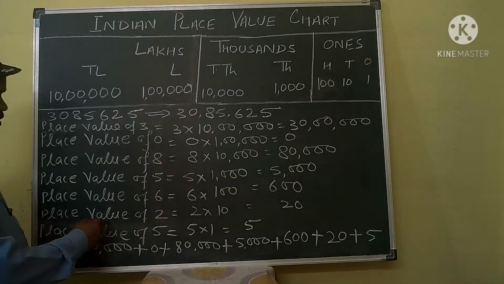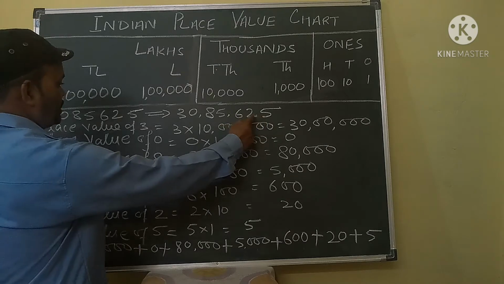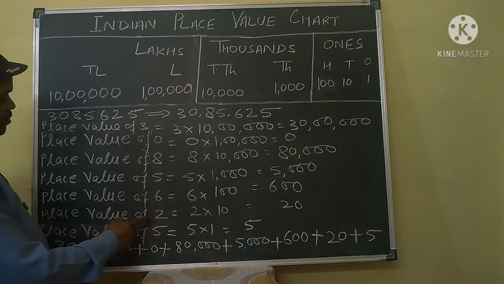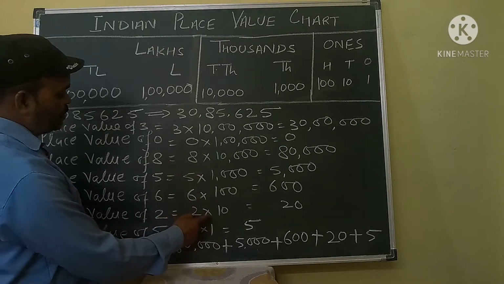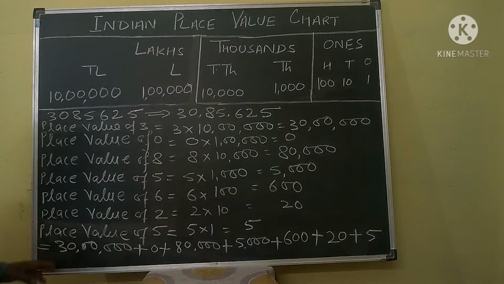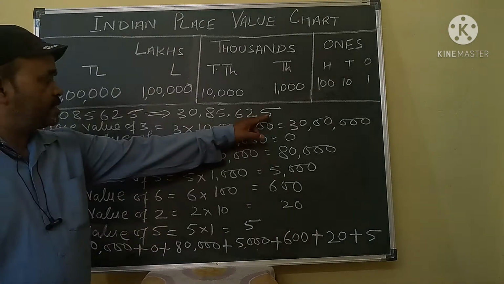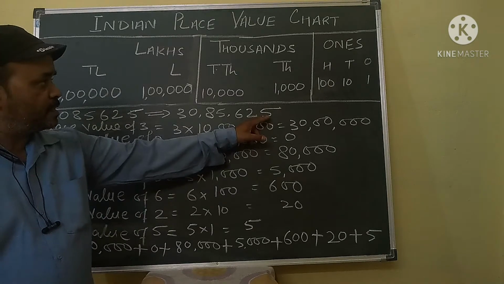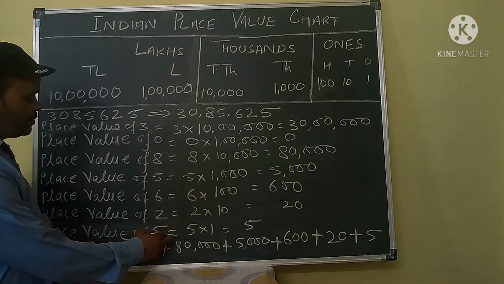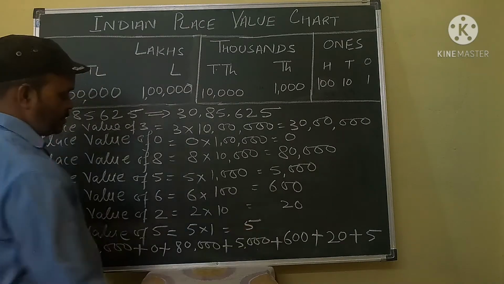Again, the place value of 2: 2 is in which place? Ones, tens. 2 is in tens place. So the place value of 2 is 2 into 10, which gives 20. Again, the place value of 5: 5 is in which place? 5 is in ones place. So the place value of 5 is 5 into 1, which gives 5.